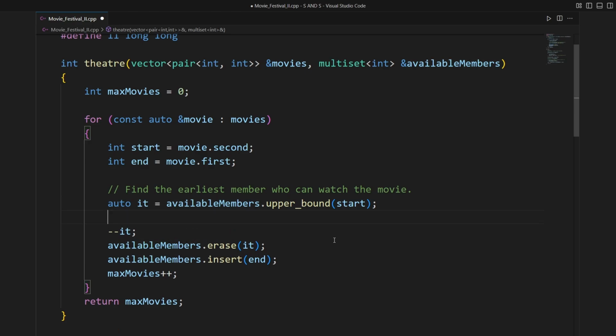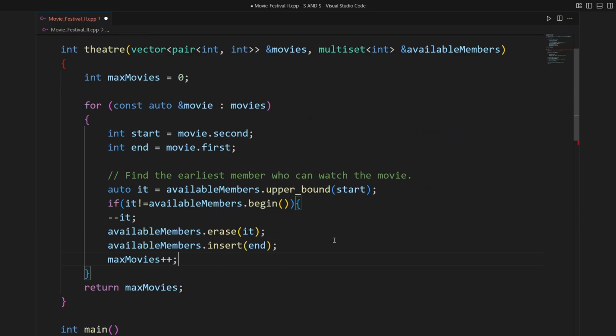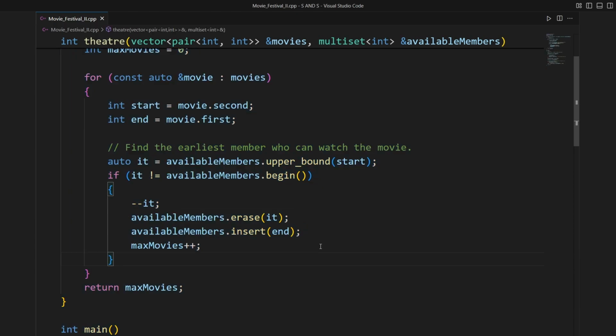But what about the case when the iterator is pointing at the first value? Then we can't do iterator minus minus because it will go out of bounds. So I can happily say like this, right? In terms of code, this is how the logic is going to fit in terms of the code which we have written. So the logic and code has to fit.